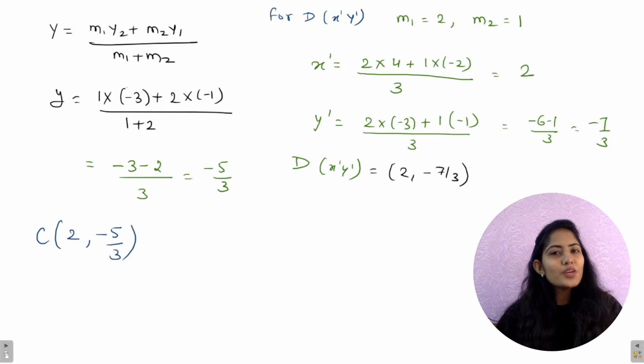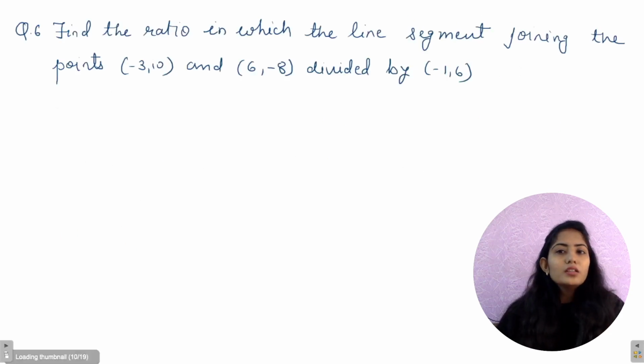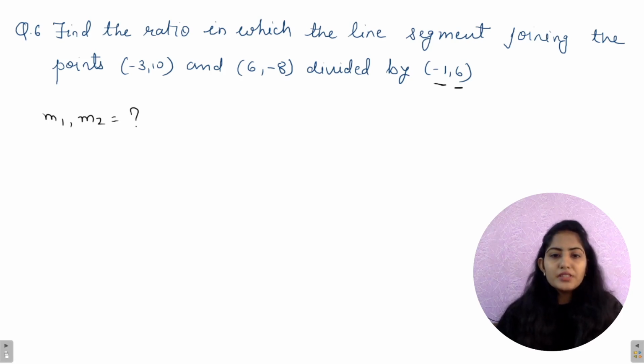Now come to the next question. So guys, I have included many important questions in this video. Find the ratio in which the line segment joining the points is divided by this. So what we have to do? We have to find the value of m1 m2. Here we have to find the ratio, okay. So we have to find m1 and m2, and according to our section formula x and y is here. Okay, so let's put the section formula.